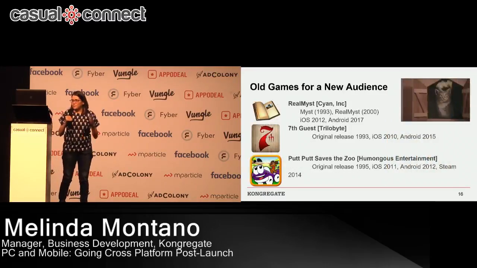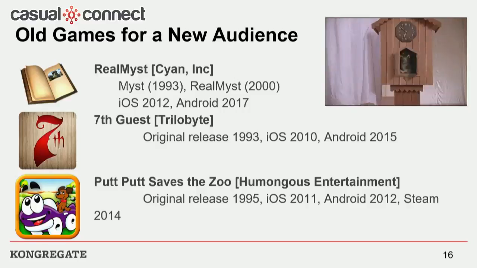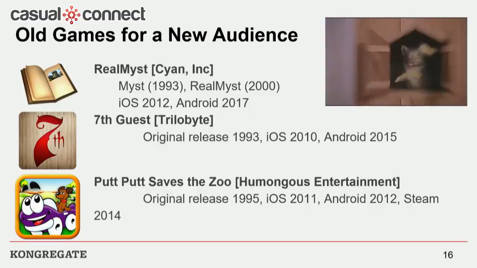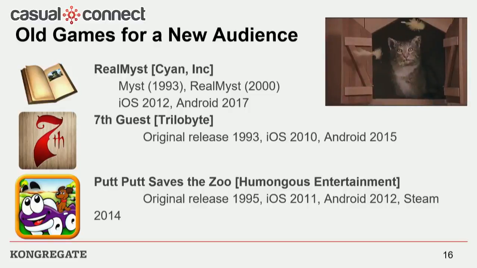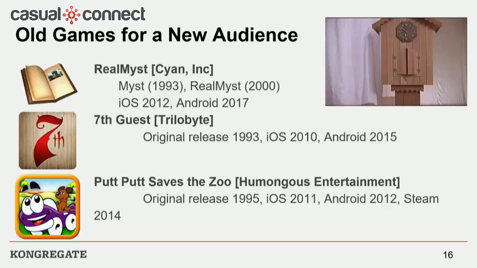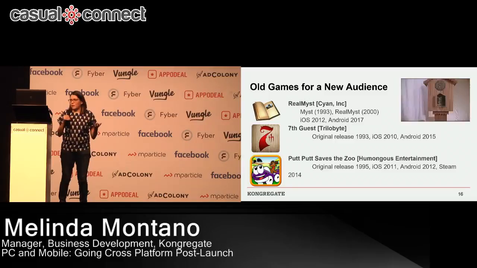And then lastly, old games for new audiences. These are some of my favorites. Riven just came out on Android last month, and it came out in 1993. So this is a huge accomplishment. This one actually has really good controls. Try it out. The 7th Guest, a little less good controls, but it's nice to see it on there with some full motion video. And then kids games. That's an easy add for Humongous. They have their entire library on Steam now.